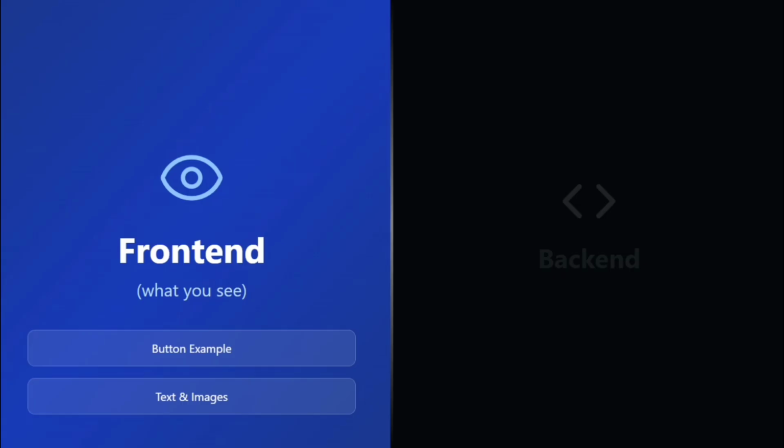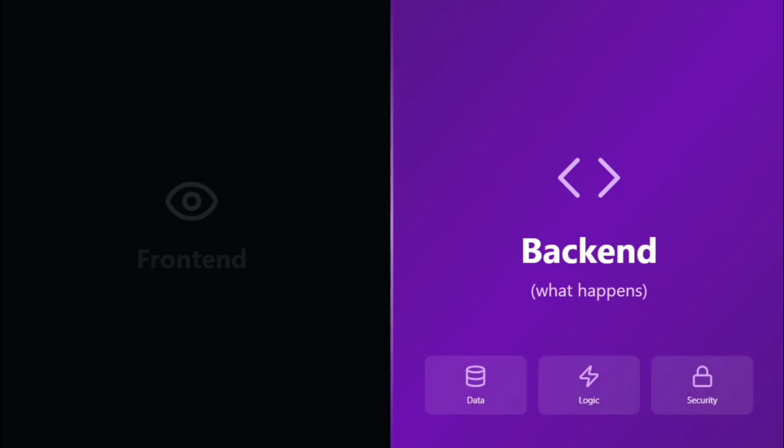Backend means what happens behind. Backend is the part you don't see. It runs on a server and handles things like logic, data, and security. When frontend sends a request, backend decides what should actually happen.